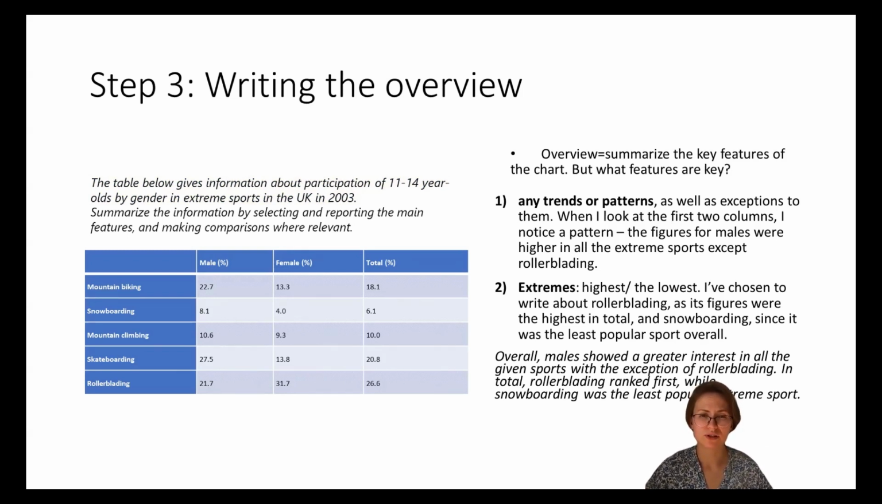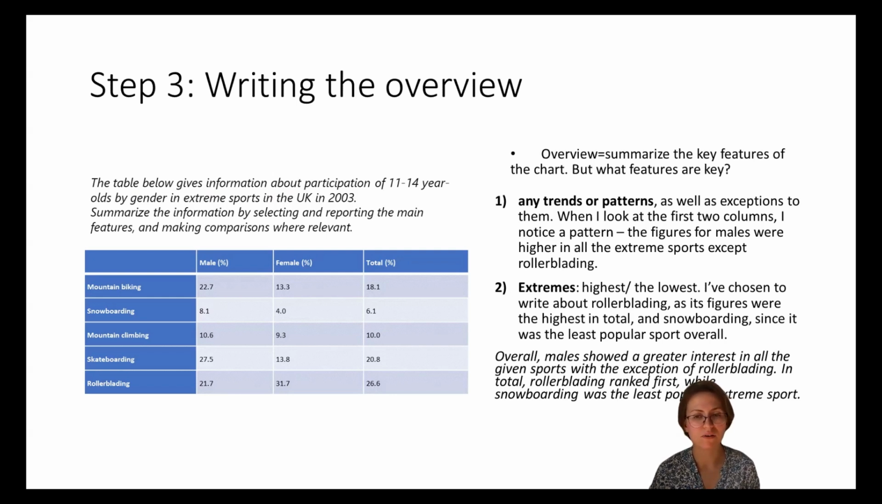When I looked at the first two columns, I noticed a pattern. The figures for males were higher generally, in all extreme sports, with just one exception, which is rollerblading. Okay, so look at all the trends and patterns. Second, we'll look at extremes, the highest and the lowest values. I've chosen to write about rollerblading as its figures were the highest in total. And I've chosen to write about snowboarding since it was the least popular sport overall.